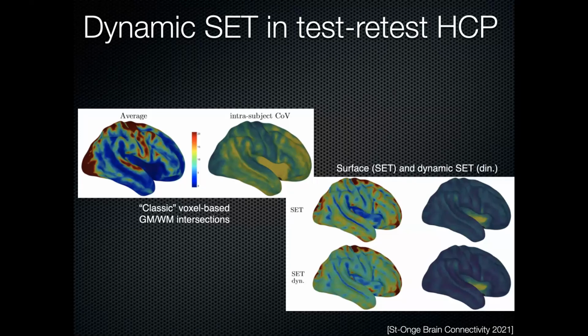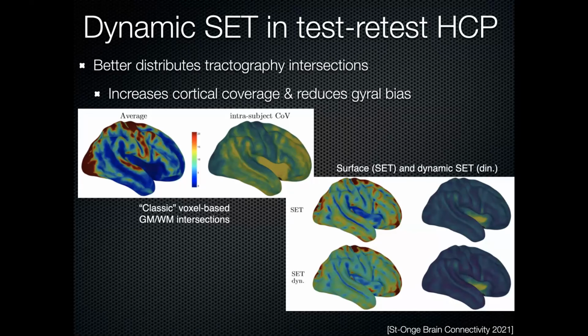So if we use set and dynamic set, we can really start better distributing endpoints of tractography. So we increase cortical coverage. Now almost 99% of the cortex is covered by tracks. So that's the first good news. Second good news is we reduce the gyral bias. That is the crown, the wall, the sulcus now have connections underneath.